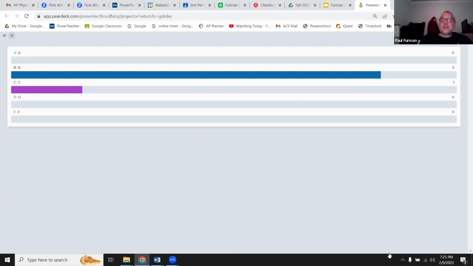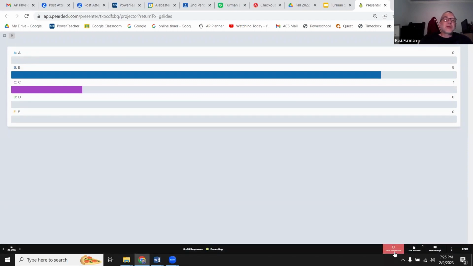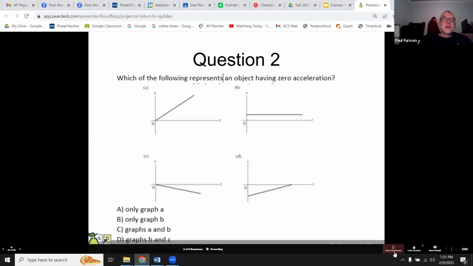So we see a combination of answers. Most are answering B. A few answer C. B says only graph B. Graph B absolutely is 0 acceleration because you have a velocity time graph. It has a 0 slope, 0 acceleration.